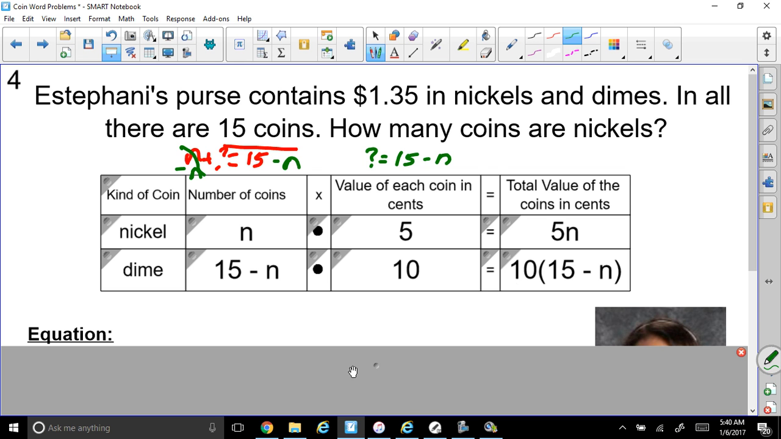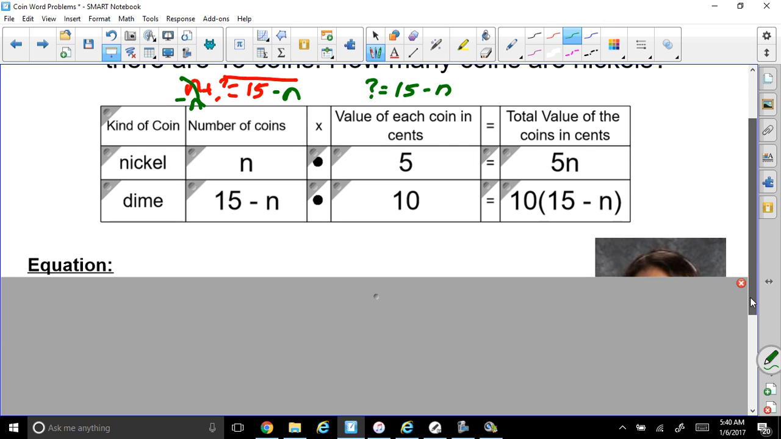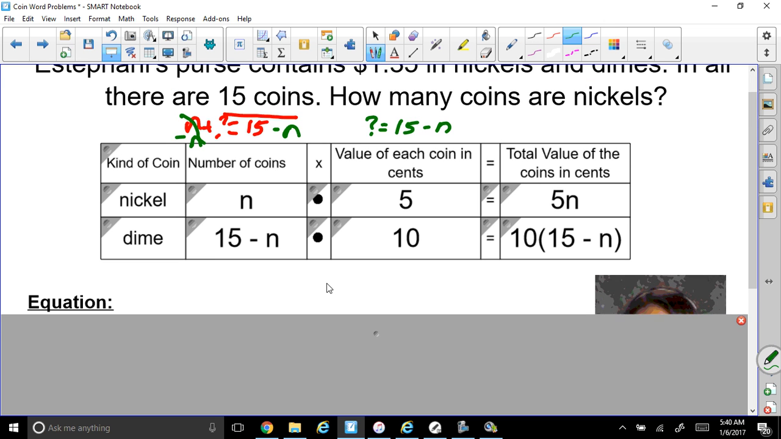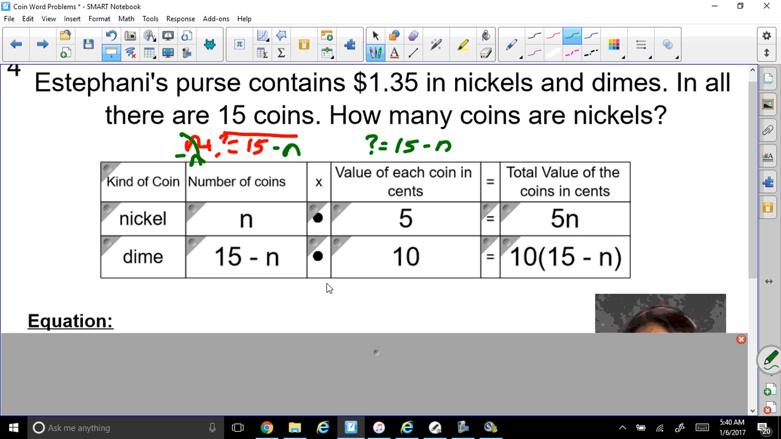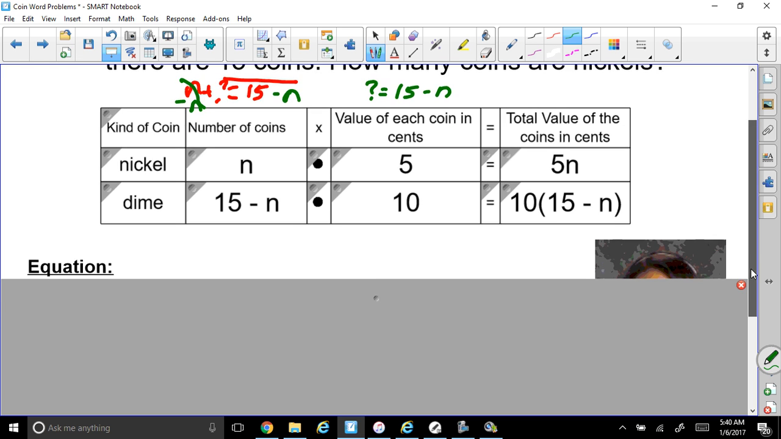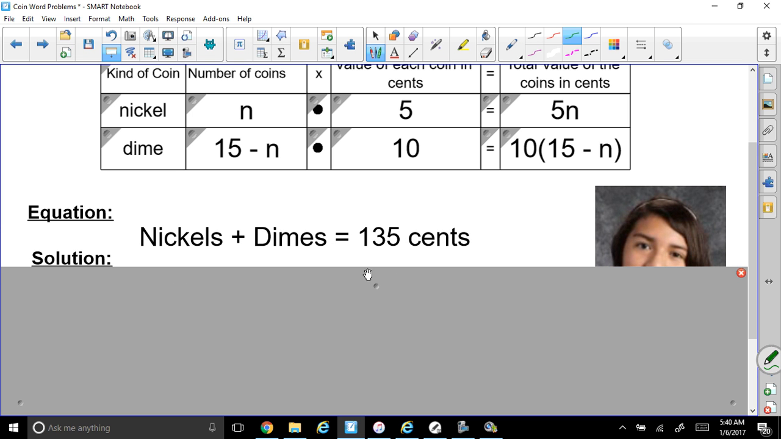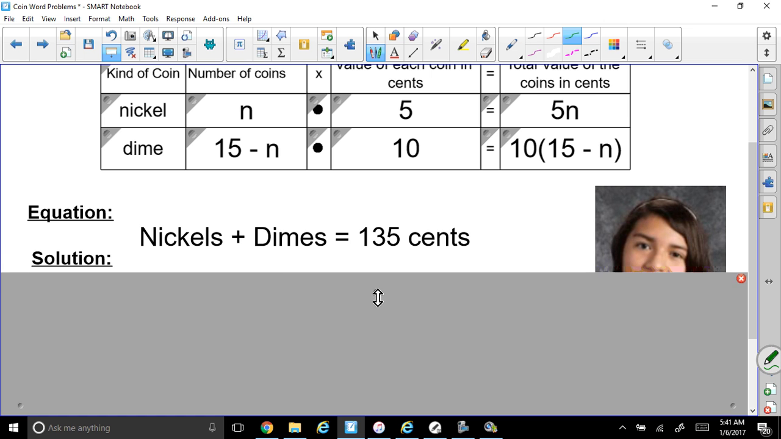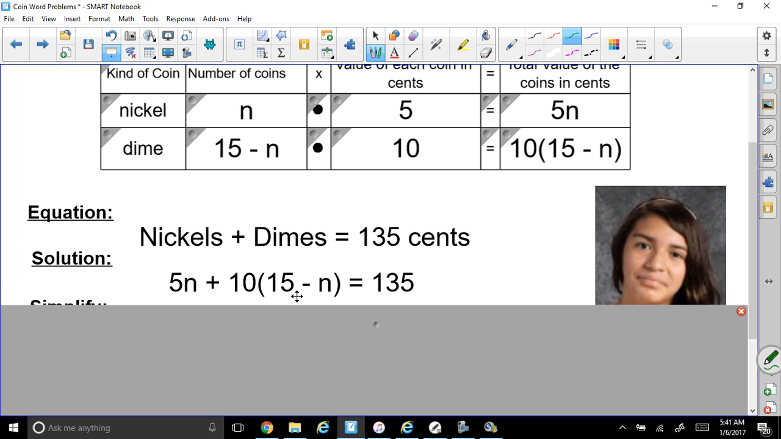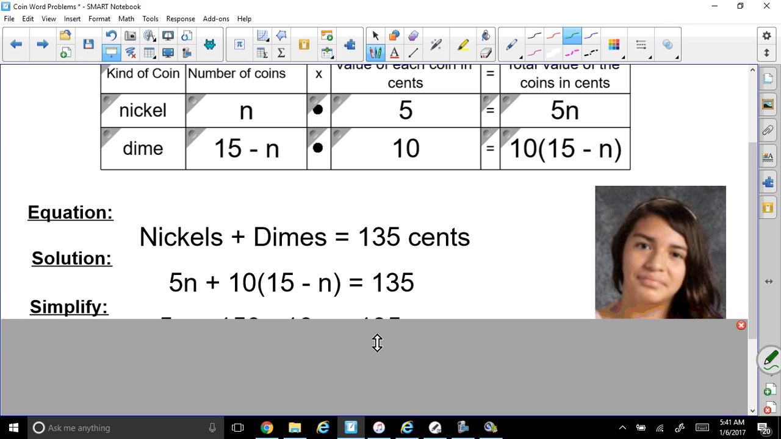Let's get our equation going so we can figure out what's going on, because we've got to get a total value here, and it's $1.35 that's in Stephanie's purse. So we have nickels plus dimes has to add up to 135 cents. So we have our nickels as 5N and our dimes as 10 times (15 minus N), and that equals 135 cents. So now let's work on our solution and simplify this.